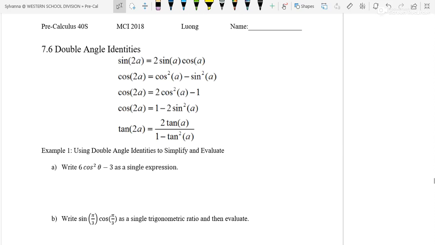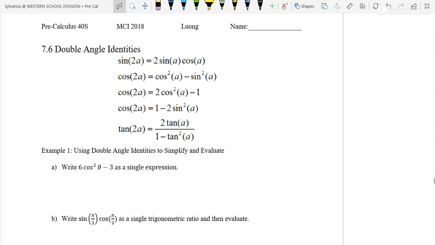This is our last set of notes for this unit. We're almost at the end. The double angle identities are kind of similar to the sum and difference ones, but instead we are multiplying by 2 instead of adding or subtracting.